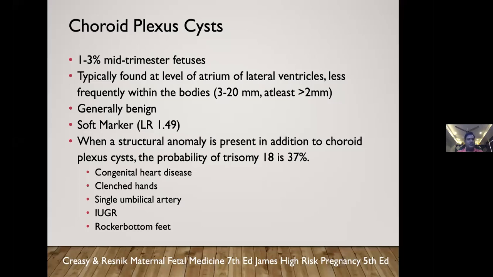When structural anomalies are present in addition to the choroid plexus cyst, the probability of trisomy 18 rises to almost 37%. Then you should start searching for features of trisomy 18 in all such cases, like congenital heart disease. Look at the hands, look at the arteries, and look for the growth status and the rocker bottom feet.